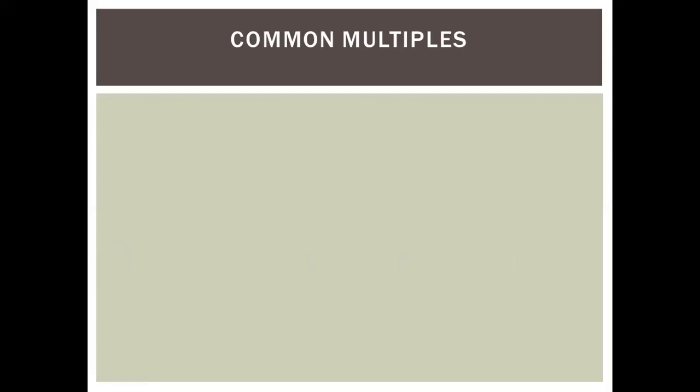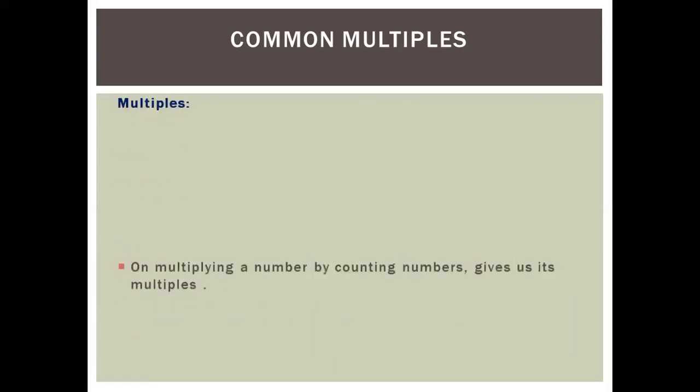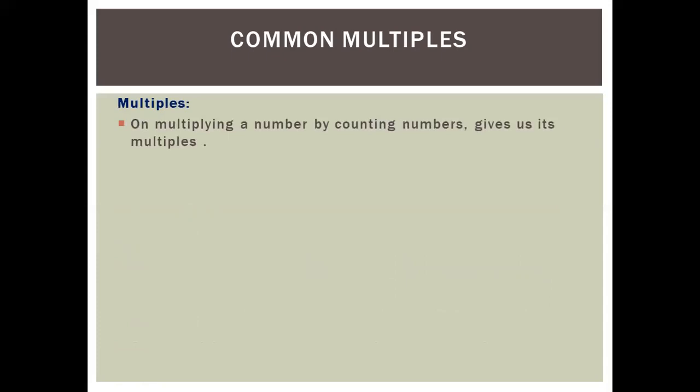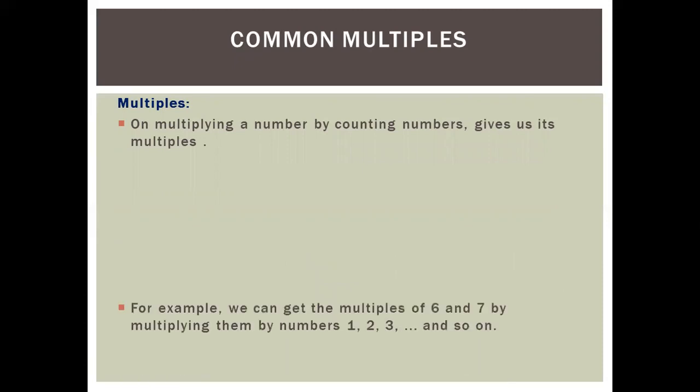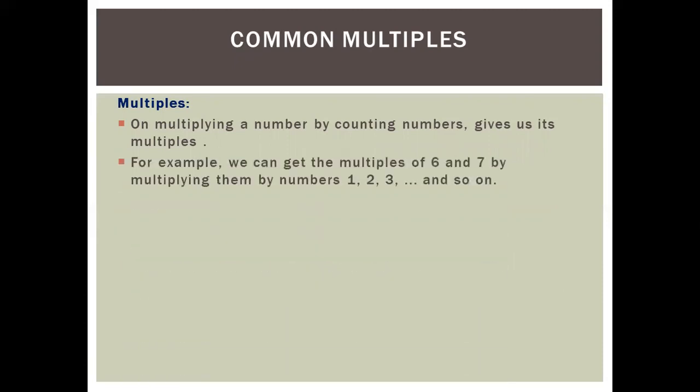Children, let us see what are common multiples. You know what are multiples? When we multiply a number by its counting numbers, we get multiples. For example, we can get the multiples of 6 and 7 by multiplying them by 1, 2, 3, 4, 5, and so on. Multiples of 6 are 6 ones are 6, 6 twos are 12, 6 threes are 18, 6 fours are 24 and so on and so forth.